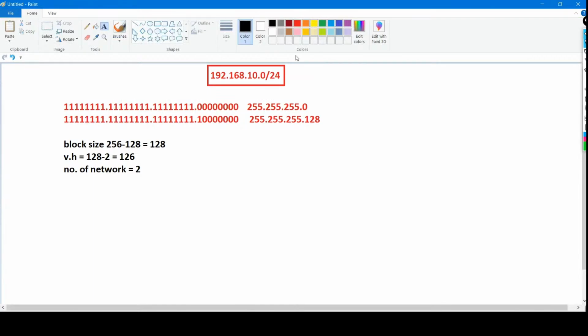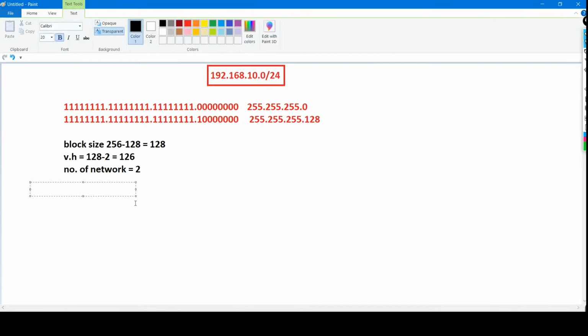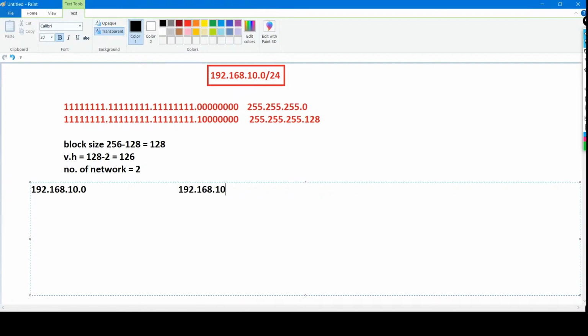This is your first network, 192.168.10.0. The block size of 128 tells you where your next network starts. The last 1 is present in the 4th octet, so I add my block size in the 4th octet, and this will be my second network.